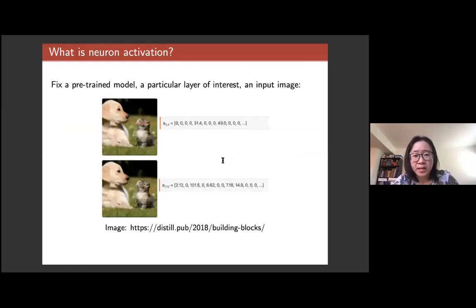For example, in this case, there is a patch from the picture of a dog surrounding his eye, and there is a patch next to the cat, but not really on the cat. And then what I showed here is the activation vector of a particular neuron with respect to that patch. And those are the vectors that form our point cloud. Okay, so that's what I call neural activation. It's a bunch of high dimensional vectors of a single neuron reacting to a single patch of an input image.